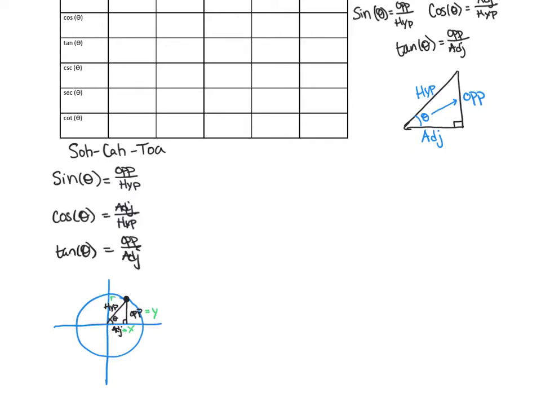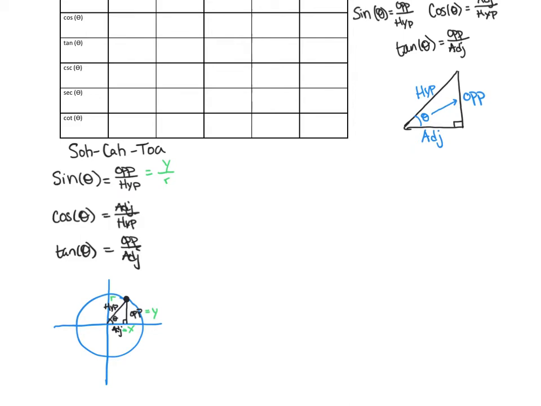So if I was to rewrite sine, cosine, and tangent using x, y, and r, I could say that sine, instead of opposite over hypotenuse, is my y value over that r. But the radius of the unit circle is 1.